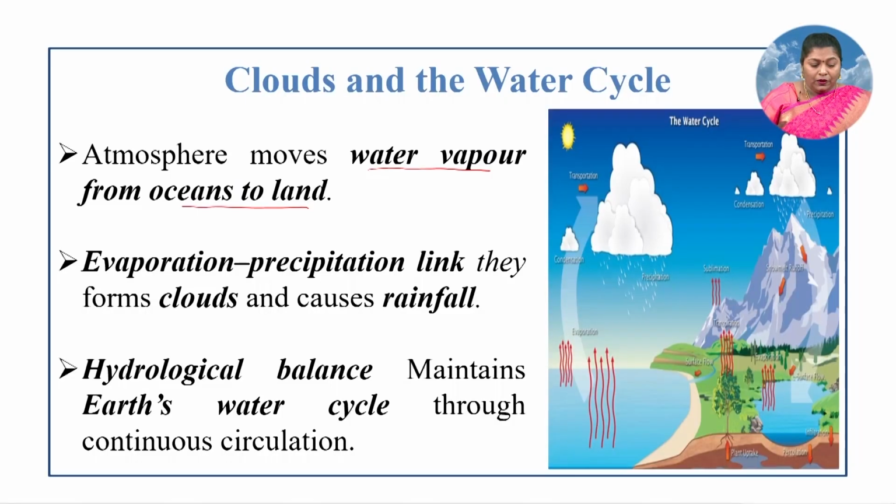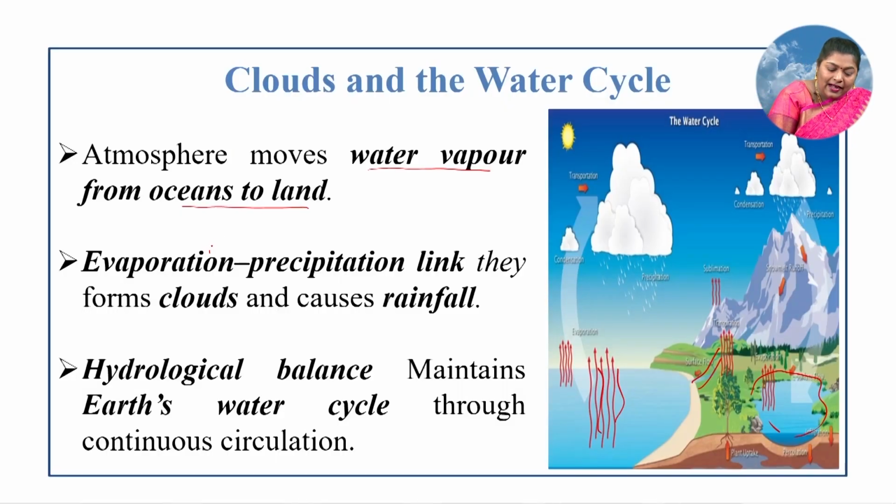So, we know this water cycle from school days, and often we come across this water cycle, that is the hydrological cycle. So, the water from the ocean, not only from the ocean but also from other water bodies, and then from the land surfaces, the earth surfaces, it may be a plant or it may be moist soil, which supports this evaporation process. This evaporation and the precipitation have a connection, that is a link. They form the clouds and cause the rainfall.